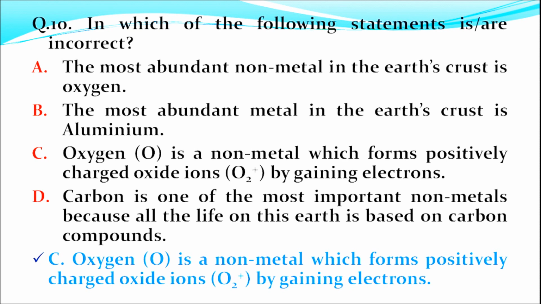And option D, carbon is one of the most important non-metals because all the life on this earth is based on carbon compounds. Out of the four, which is incorrect? Option C is incorrect. Oxygen is a non-metal which forms positively charged oxide ions O2+ by gaining electrons. That means the other three, A, B and D, are correct statements, whereas option C is incorrect.